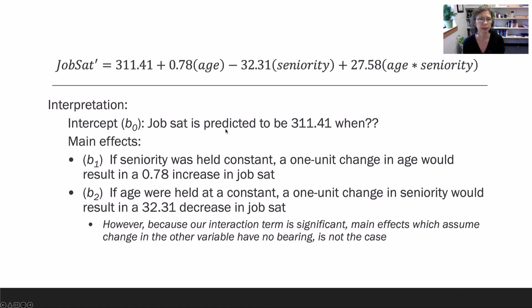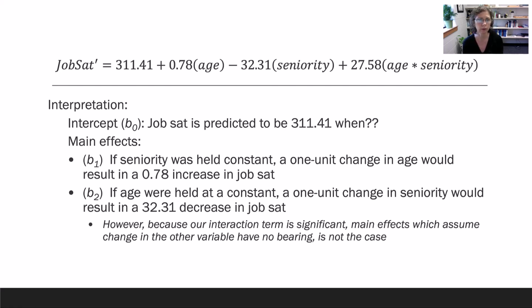Now, job sat is predicted to be 311.41. When? We've always said it's when these things are 0, right? When age is 0, seniority is 0, and this would then be 0. But we've mean-centered these terms. So that means this corresponds to average age, not 0 age. So for participants of average age and average seniority, their job sat is predicted to be 311.41.